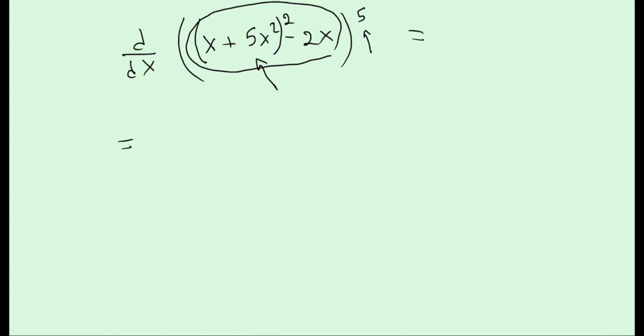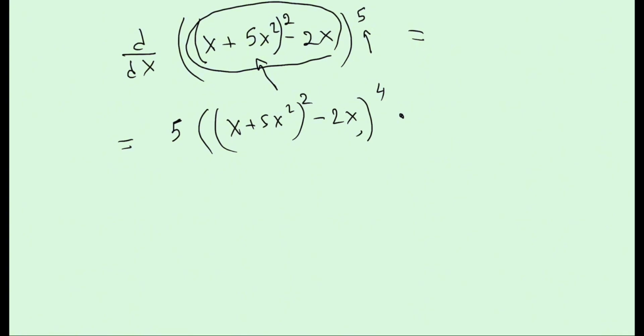Okay, so let's work step by step. We're working from the outside. So using the power rule, the derivative of the outside is going to be 5 times, we copy everything inside, to the 4th power. That's the outside. Now we're just going to multiply the derivatives inside one by one.